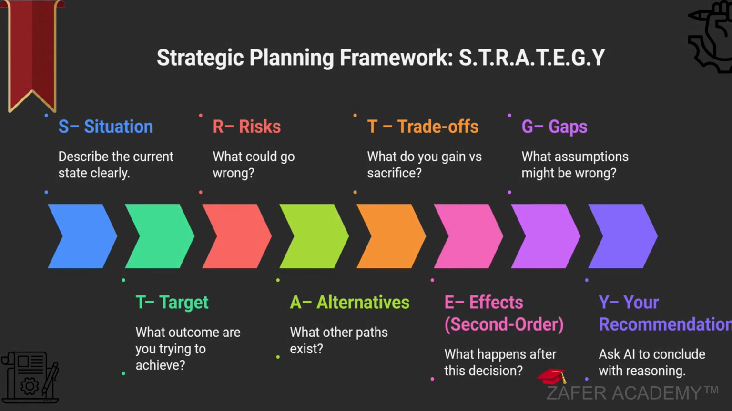So our strategic planning framework for today is the STRATEGY framework. S stands for situation, T stands for target, R stands for risk, A stands for alternatives, T stands for trade-offs, E stands for effects, G stands for gaps, and then Y stands for your recommendation. We're going to take that one more time. S stands for situation, T for target, R for risk, A for alternatives, T for trade-off, E for effects, G for gaps, and then Y for your recommendation.